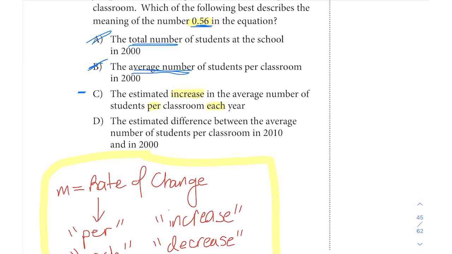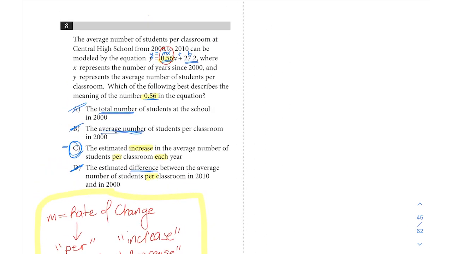And let's take a look at D. The estimated difference between the average of students per classroom. So we see per in there. And we see this word difference, which is not really one of our key words to identify slope or rate of change. And if you take the difference between values, you're really just getting one numerical result. You're getting a constant. So regardless of what that is the average of, this is still going to be just one constant value. Now, our correct answer here is answer choice C.